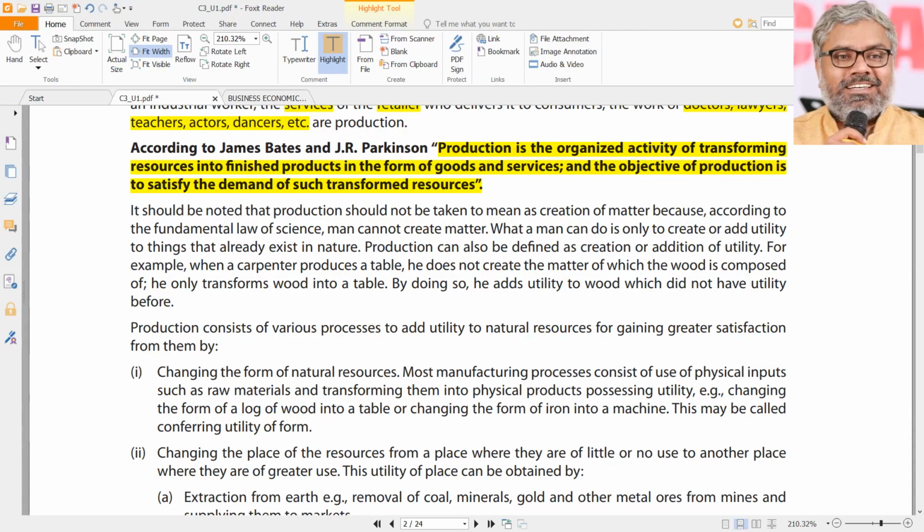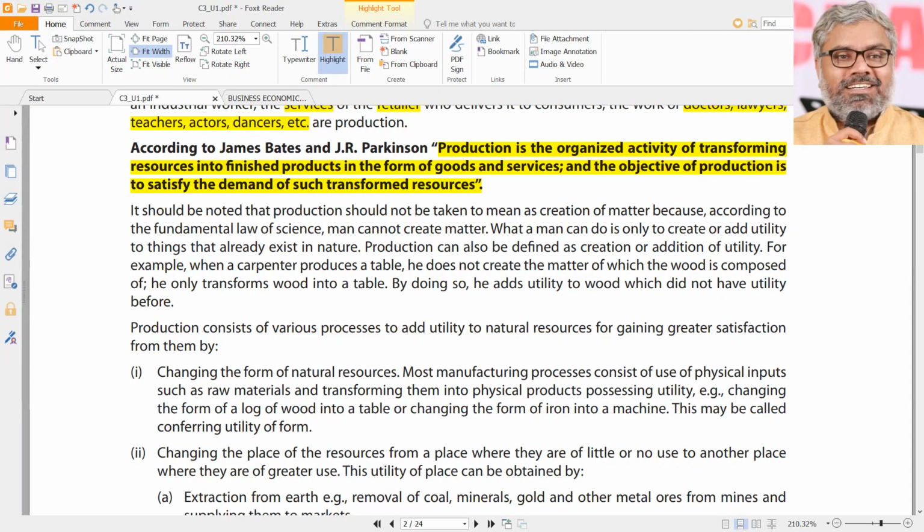These words you have to understand clearly. Resources means what here? What are we talking about? You can call them factors of production, that is resources. You call them inputs, that is resources. Once the resources get transformed, what will they become? They become goods, they become services, they become commodities, they can be sold, they become output. Those are the finished products. After getting transformed, the same resources become finished products.